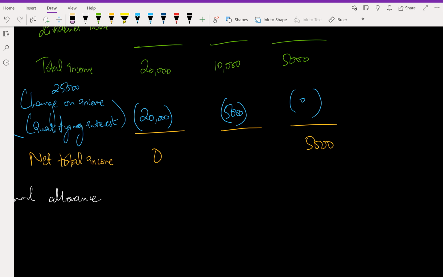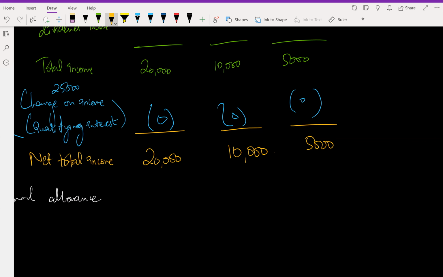And I would have made this 5,000 remaining net total income. Okay. So this is one aspect of it. You need to understand that the priority is given to non-savings first for all the deductions, then the savings, and then the dividend. All right. Non-savings first, then savings, then dividend.